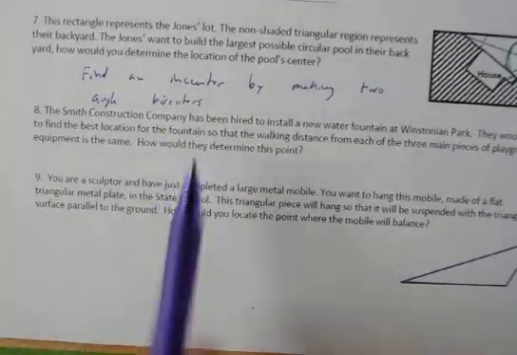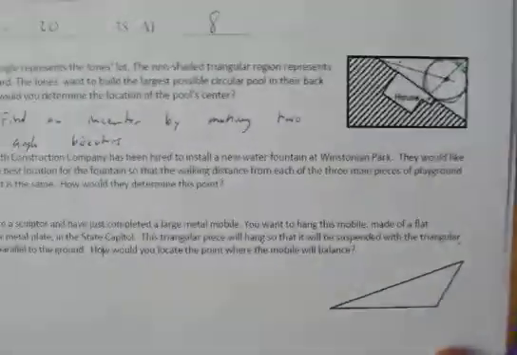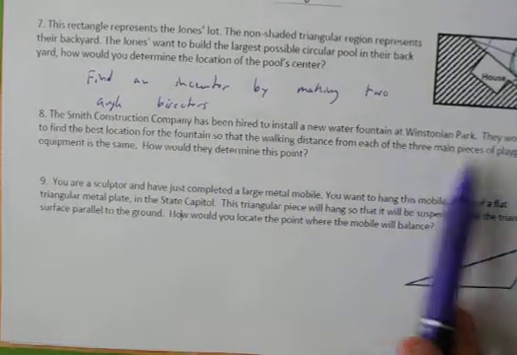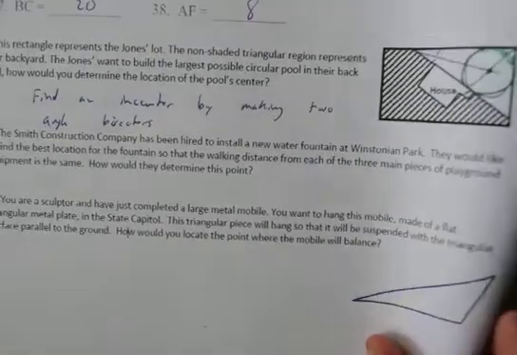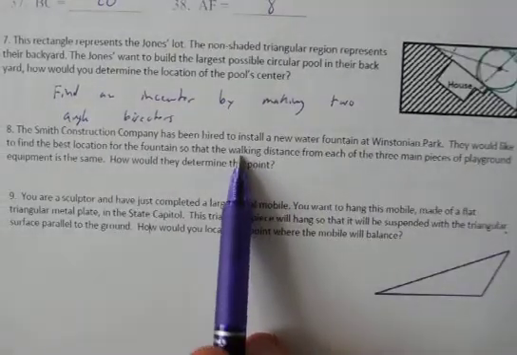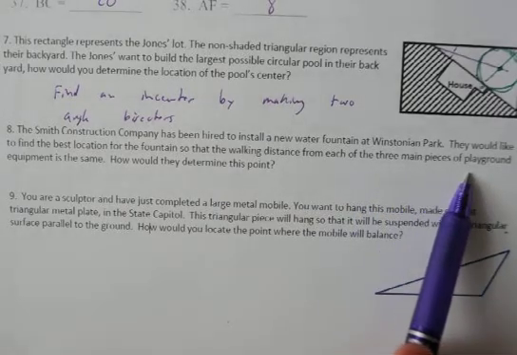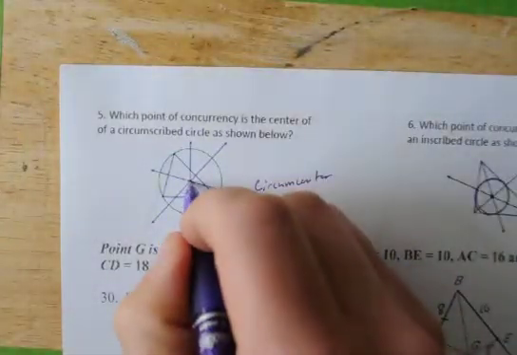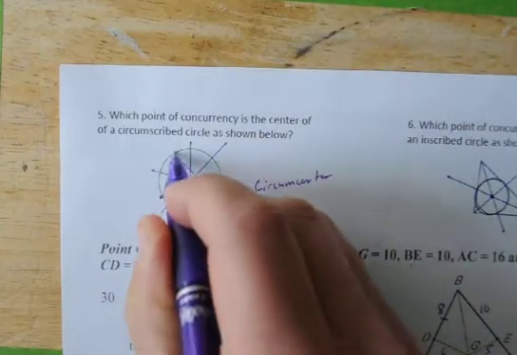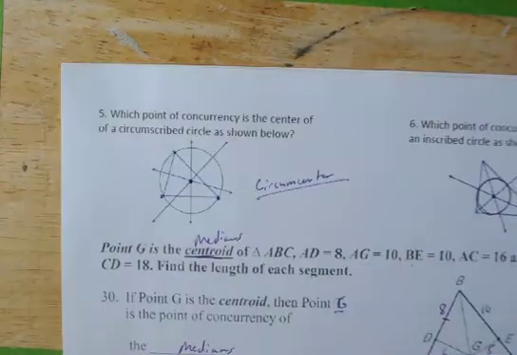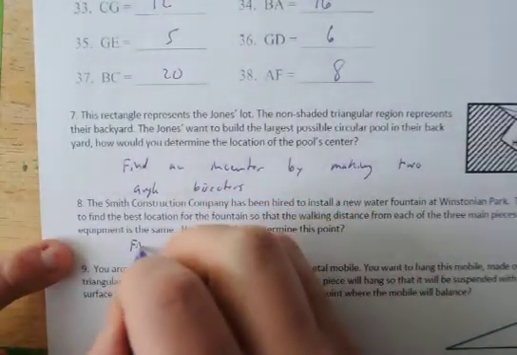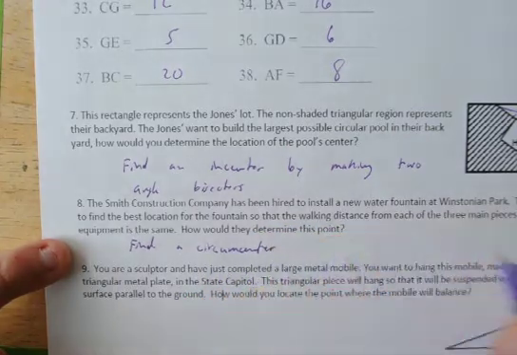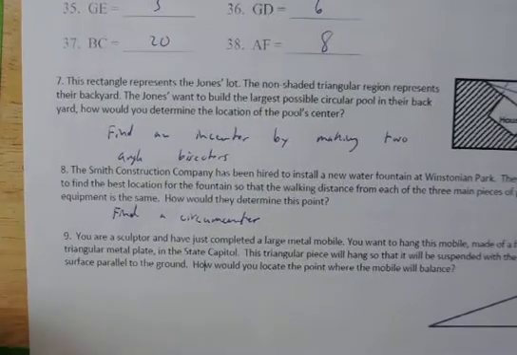The Smith Construction Company has been hired to install a new water fountain at the Winston Park. They would like to find the best location so that it's equidistant from each of the 3 main pieces of playground. So there is one scenario where you can find something that's equidistant, and that is you find a circumcenter. You do that by finding perpendicular bisectors.